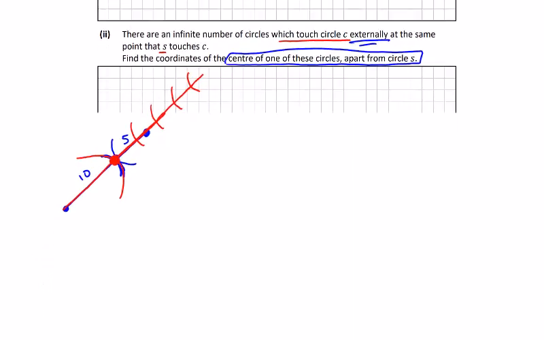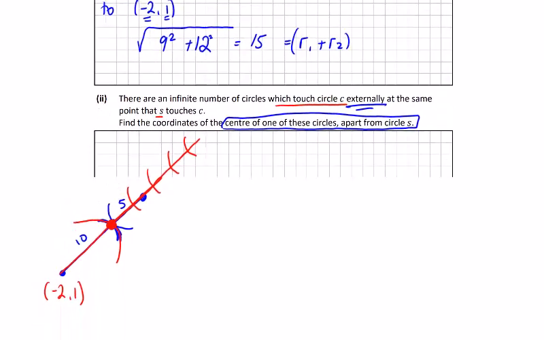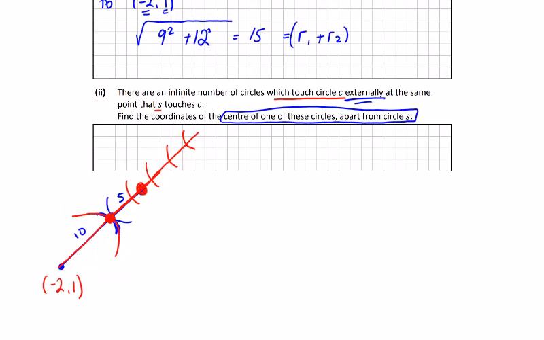So we have (-2, 1). We have (7, 13) up here. This big point here is (7, 13). So to get the point of contact, we have the ratio here: 10 to 5 is 2 to 1.